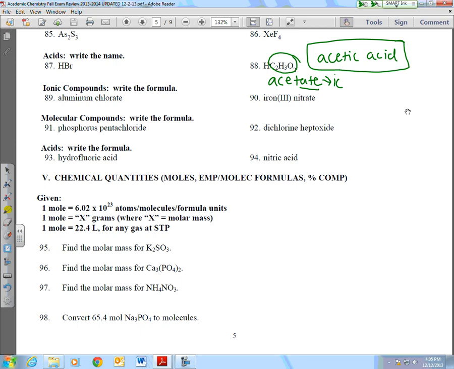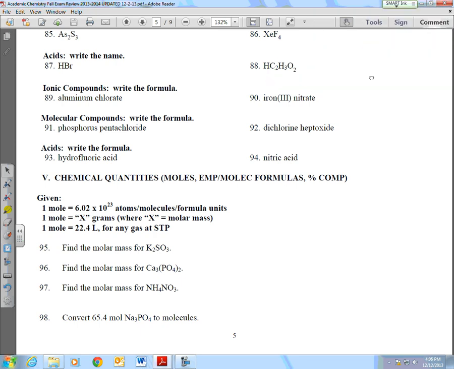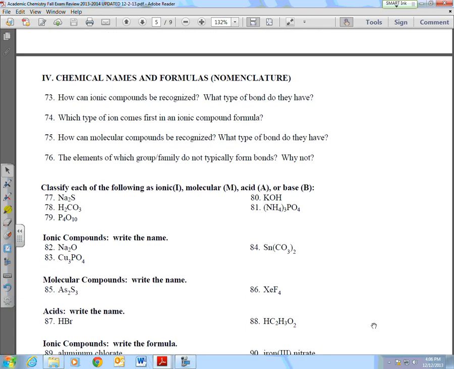You had a question. 73. How can ionic compounds be recognized? What type of bond do they form? Okay. So they can be recognized by what they're made of, okay? So an ionic compound will either be a metal plus a non-metal. So something simple like sodium chloride. This sodium part's the metal, the chlorine is the non-metal, right?